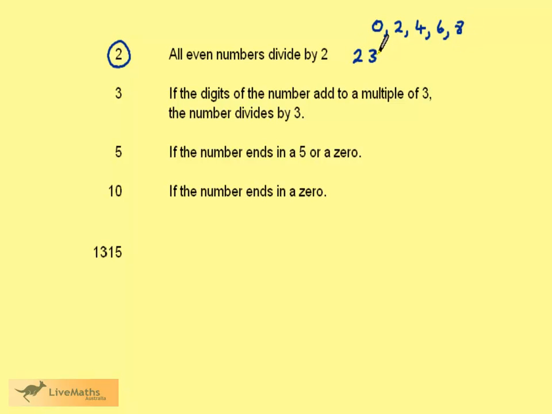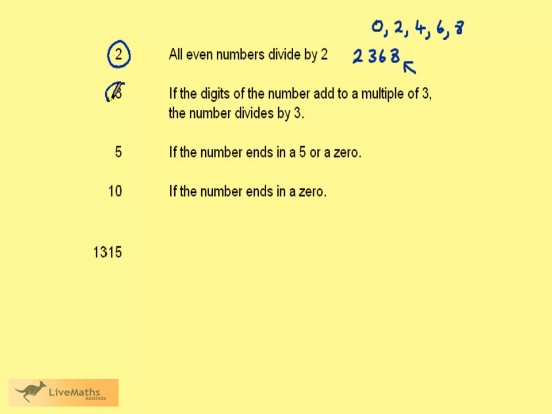So we would know 2368 is even. All we need to do is look at the last digit and see that this is an even number. Therefore we know that 2368 would divide by 2. In other words, 2 is a factor of this number.